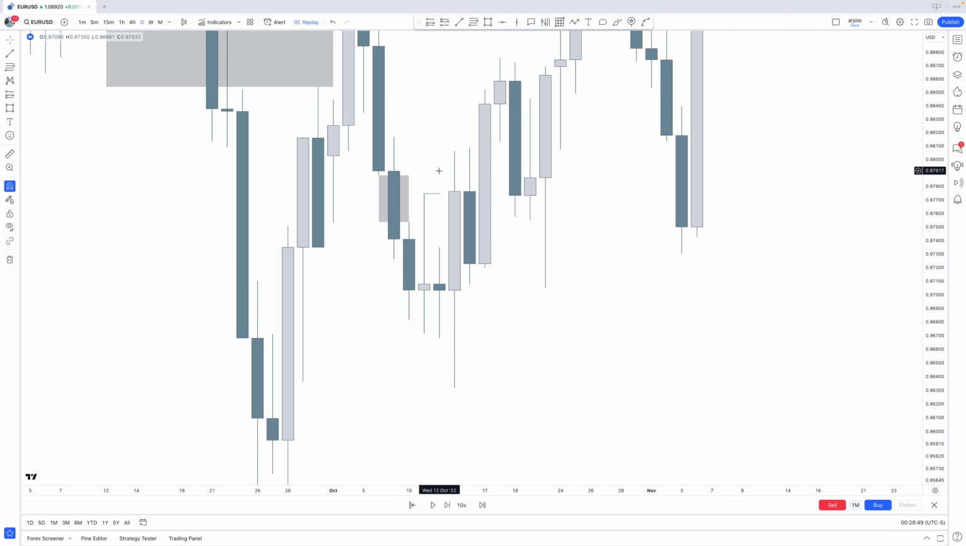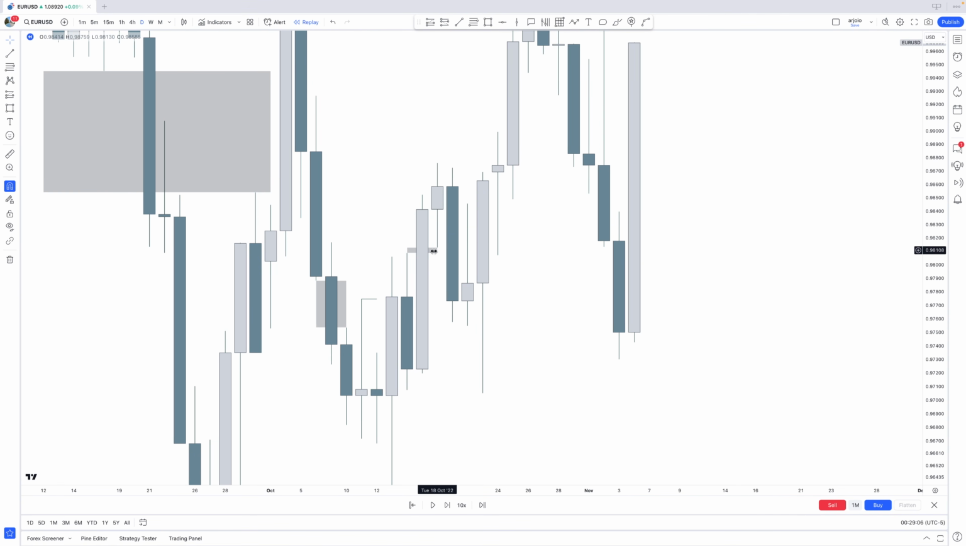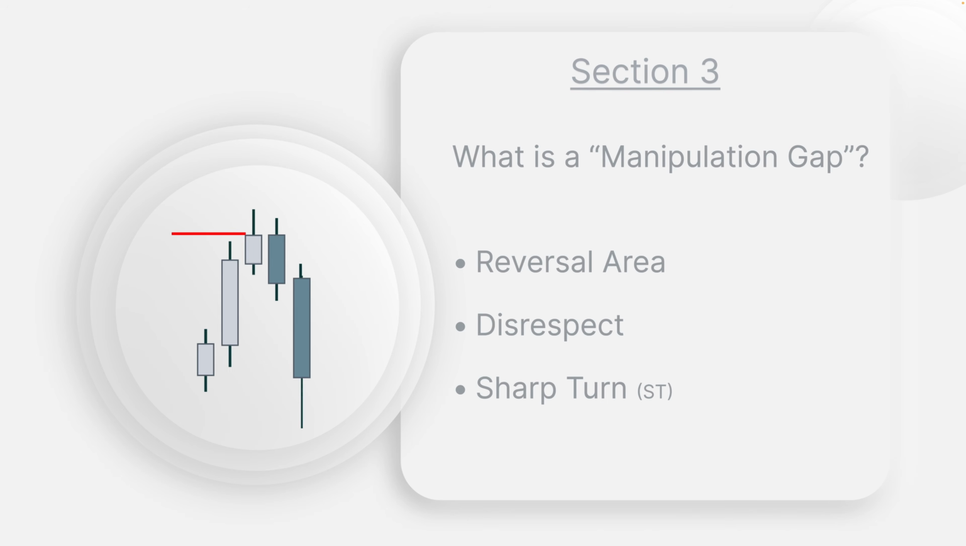Afterwards we come into this fair value gap as well, but we already know at that moment in time, we have not created a new weekly fair value gap lower. So once we create this daily fair value gap higher right there, that becomes a very nice fair value gap to eventually trade off of. But before we go over that, we need to dive into manipulation gaps as well. So we have a basic understanding of the mitigated gap. Now from section 2, let's move on to section 3 and dive into the manipulation gap.